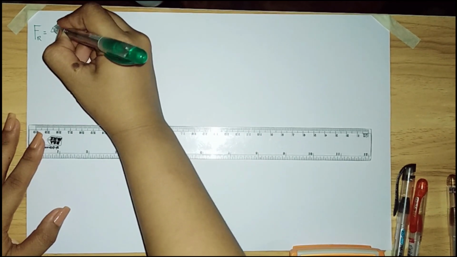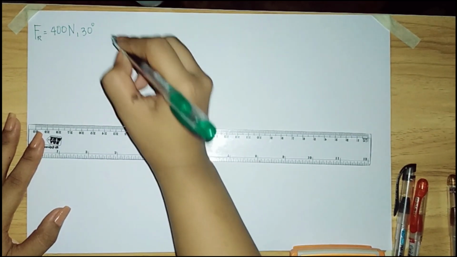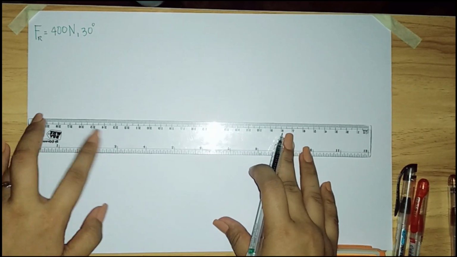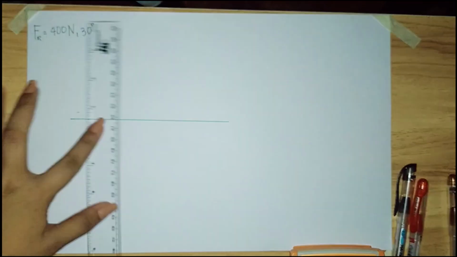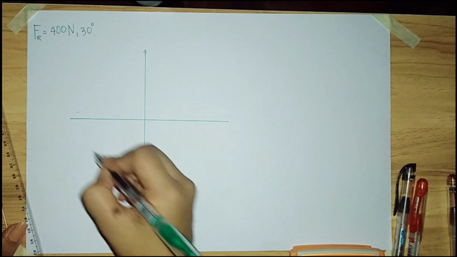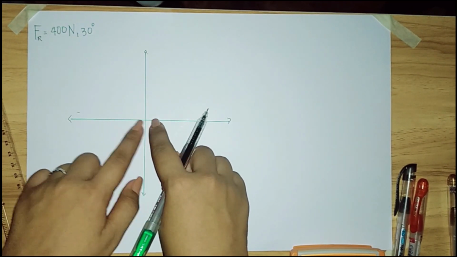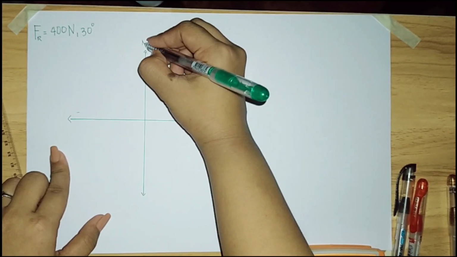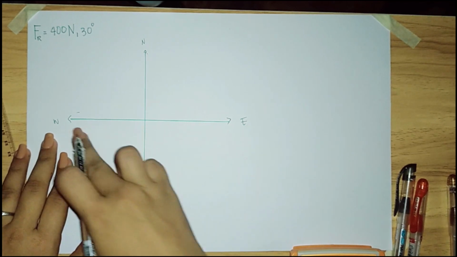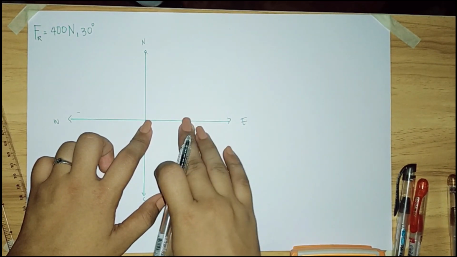So, we have 400 newtons and 30 degrees for the angle. According to the problem, by the way, let's have first our Cartesian plane so we can see it better. This vector is located 30 degrees above the horizontal. This is our horizontal line. According to the problem, it is above, 30 degrees above the horizontal, and it is to the right.